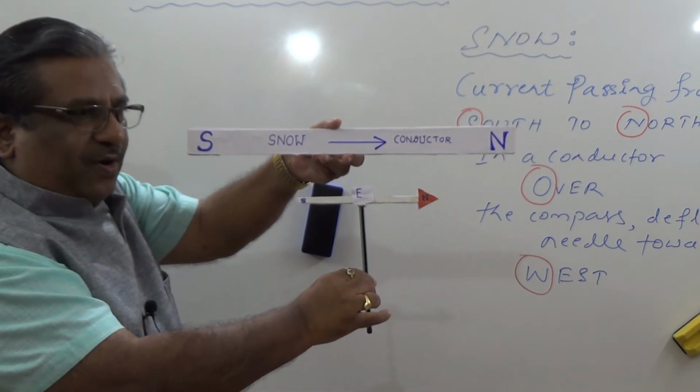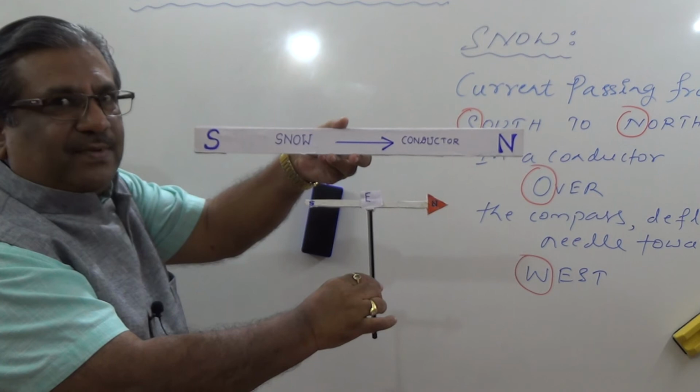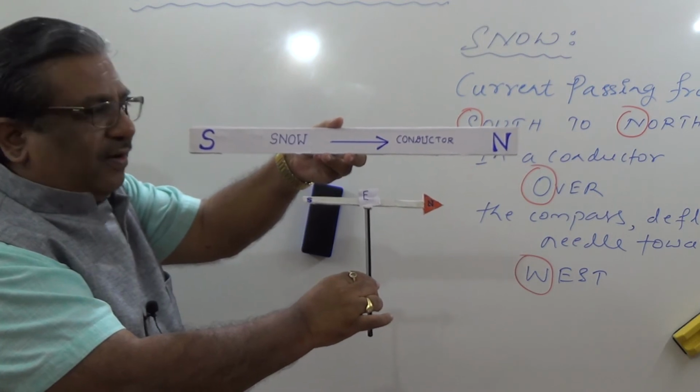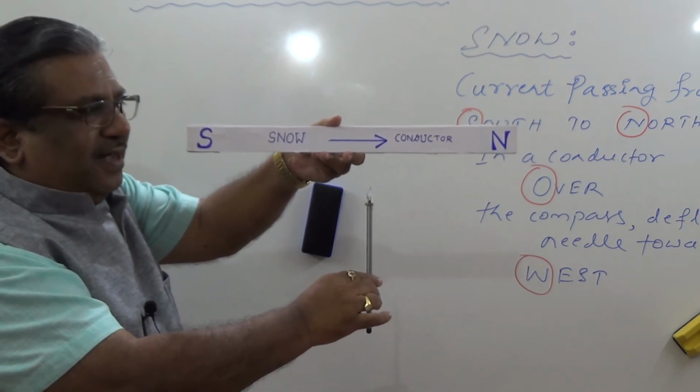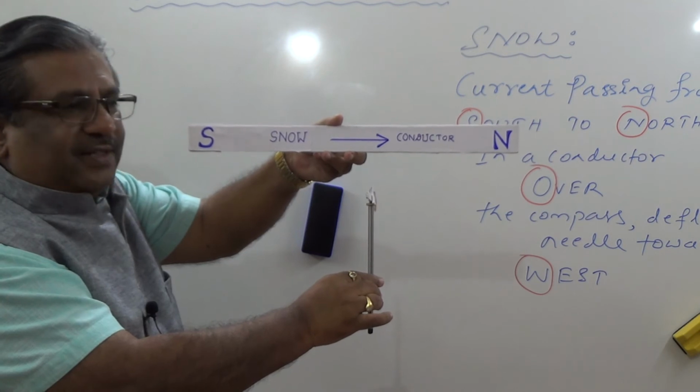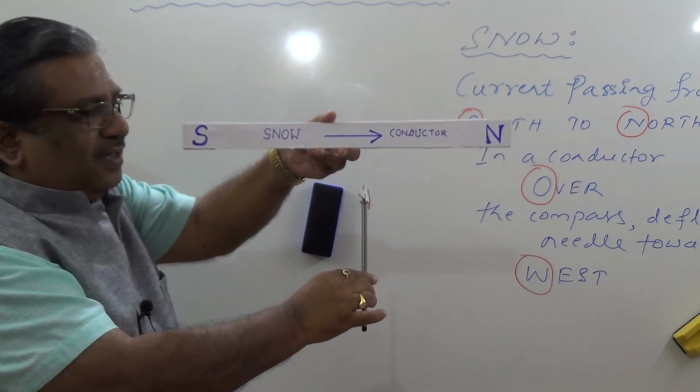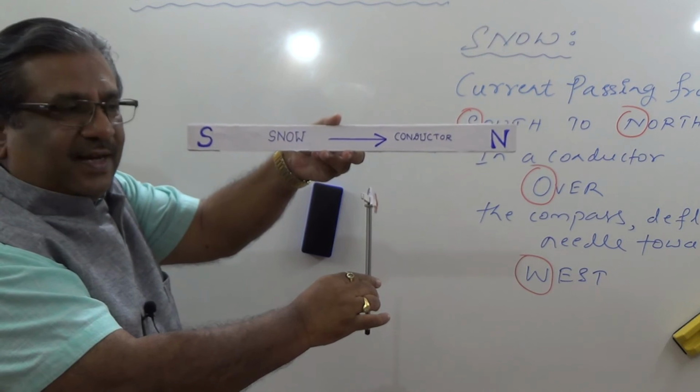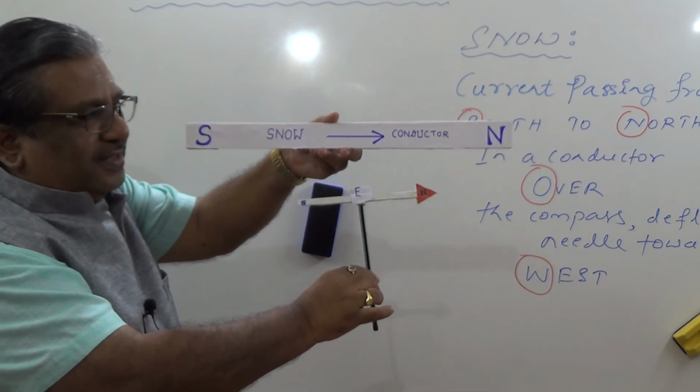Whenever you switch off, the conductor becomes non-magnetic. Whenever you switch on, the conductor becomes a magnet, and the compass experiences the force and points towards the west. Isn't it? Now switch off. Okay, this is the situation.